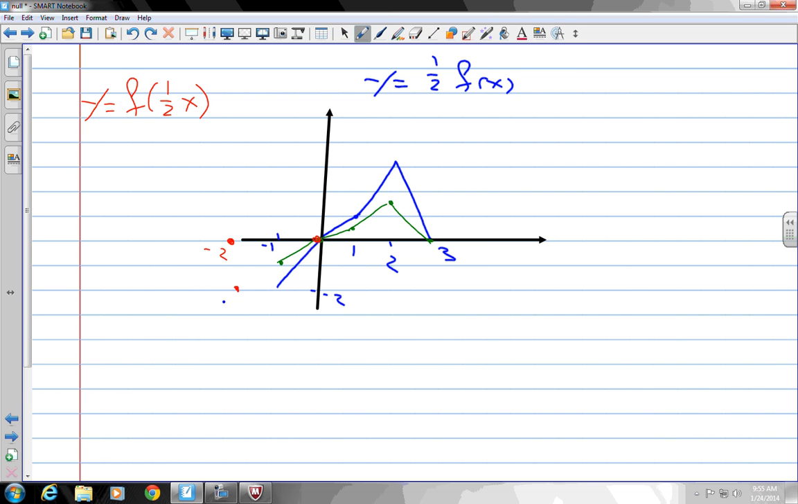Now, origin doesn't move. Now let's see. 1, 2 will become 2, 2. 2, 3 will become 4, 3, right? And 3, 0 will become 6, 0. So everything doubles on the x-axis. So if I connect that, I'll get something like this.